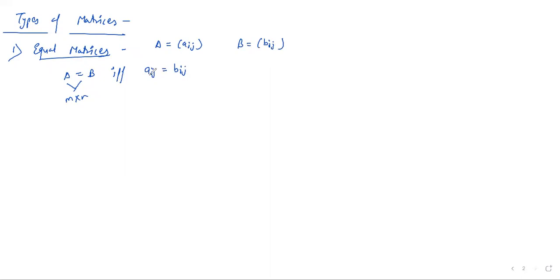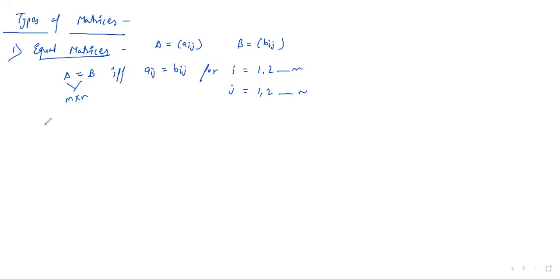That means we can say that we have equal matrices if the corresponding elements of the matrices are equal, for i equals 1, 2 to m and j equals 1, 2 to n. Then we can say that these matrices are equal.